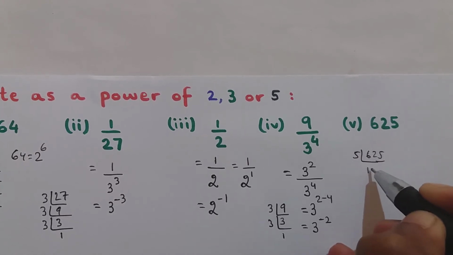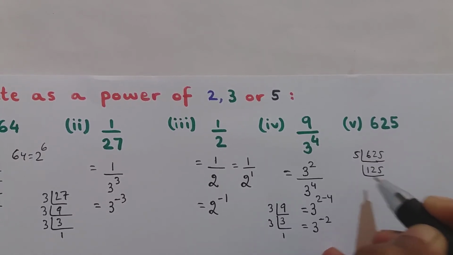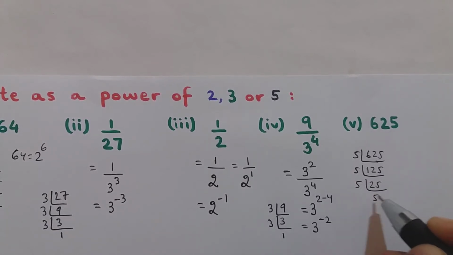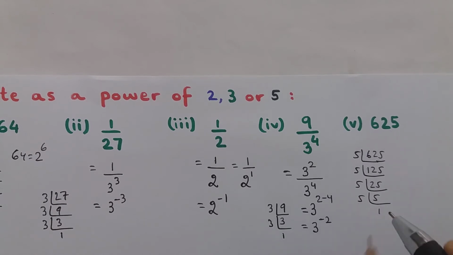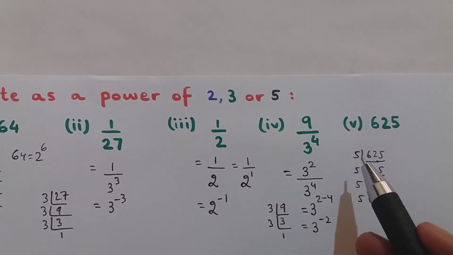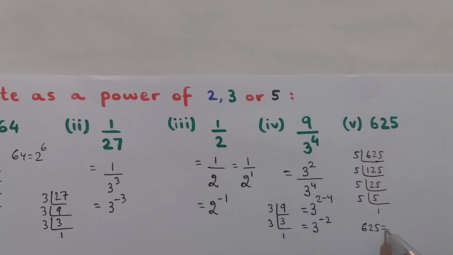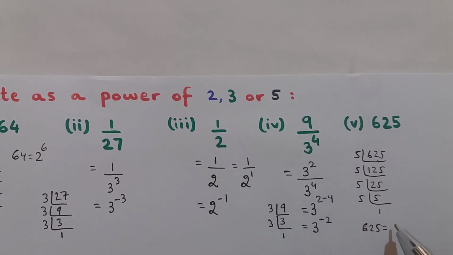So 5 into 125 is 625. 5 into 25 is 125. 5 into 5 is 25. 5 into 1 is 5. So 625 is 5 into 5 into 5 into 5, which I can say 5 raised to the power 4. So I have written 625 as a power of 5. 625 is 5 raised to the power 4. Now let us go to the next question.